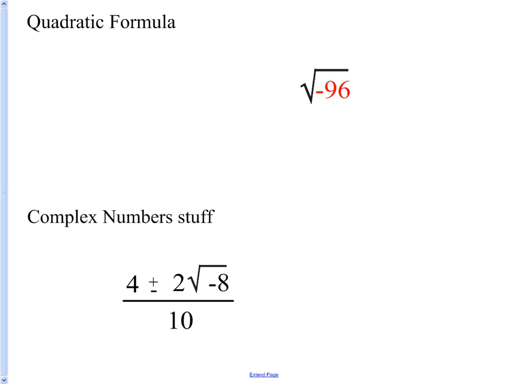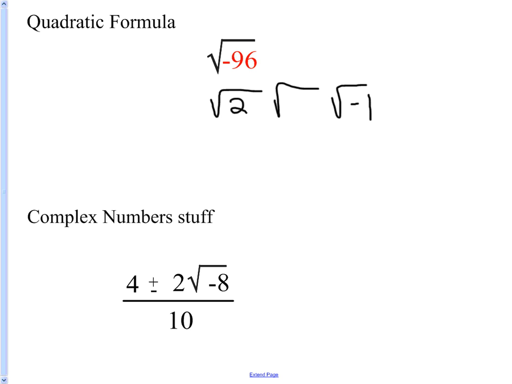Say you don't know what you can break negative 96 down into, but you know it's an even number. Well, then at least you can do this. Square root of 2, square root of something, and the square root of negative 1. 2 times what makes 96? 48. And that would be a start. Now, neither the 2 nor the 48 is a perfect square, but 2's are nice, because if I can get another 2 to come out, this one could break into root 2 and root 24.